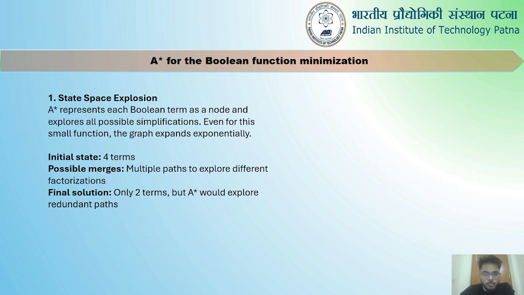When A-star is used for Boolean function minimization, it often explores too many redundant paths. Since Boolean minimization involves a large number of variables and combinations, A-star suffers from state space explosion, meaning it requires too much memory and processing time. This makes A-star inefficient compared to heuristic-based approaches like Espresso, which are specifically designed for logic function minimization. For large-scale circuits, Espresso is preferred because it avoids exhaustive search and directly finds the optimized results.